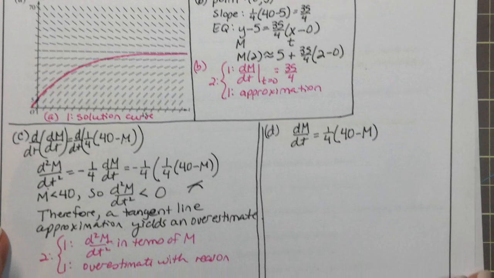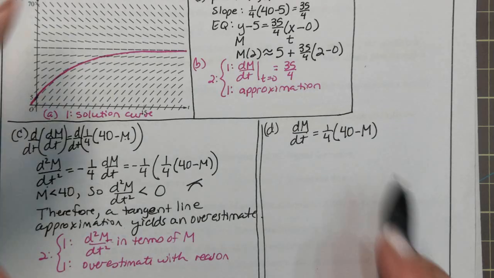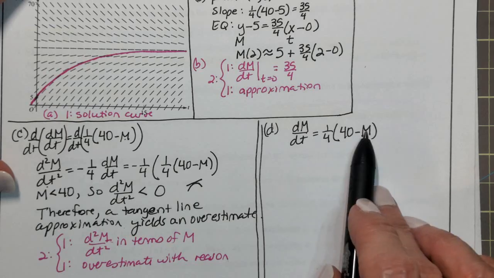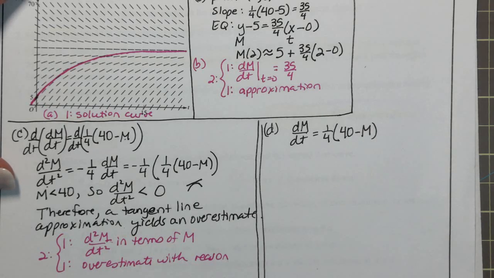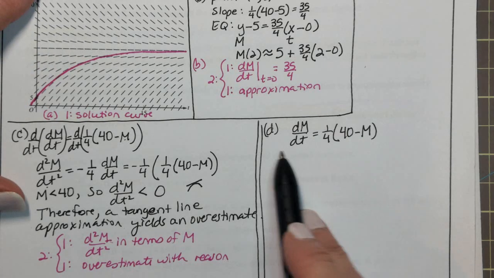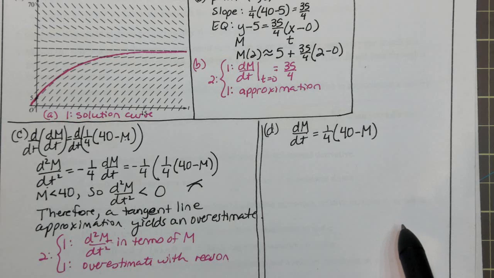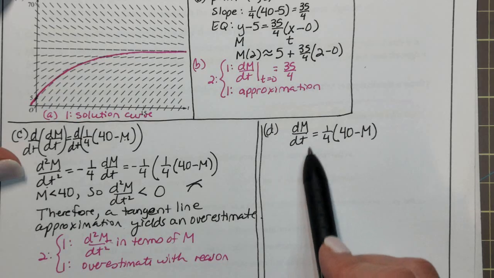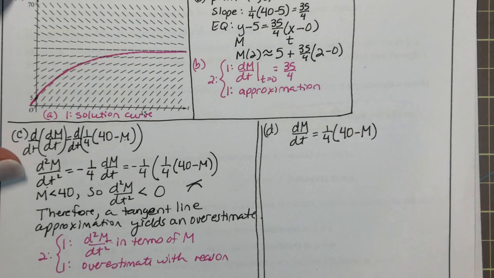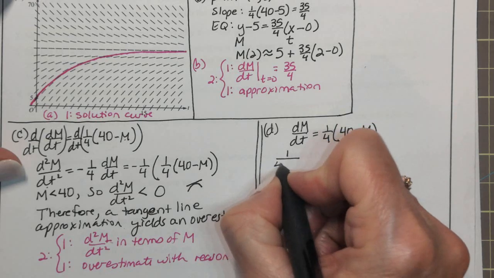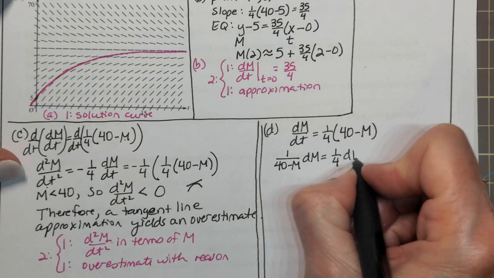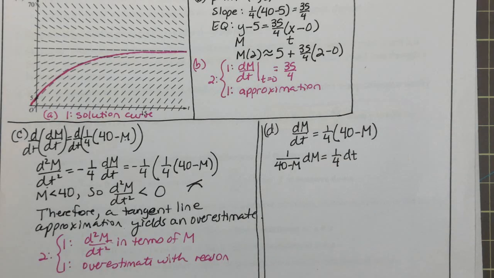Back when we were doing this unit, you guys were really good at this. Okay, I'm going to leave the 1/4. Do not distribute it. It's going to muddy things up if you try to do that. I'm going to divide both sides by 40 minus m. That is the algebra that we're doing. And then we're going to multiply both sides by the dt. So we're going to get 1/(40 minus m) dm is 1/4 dt.